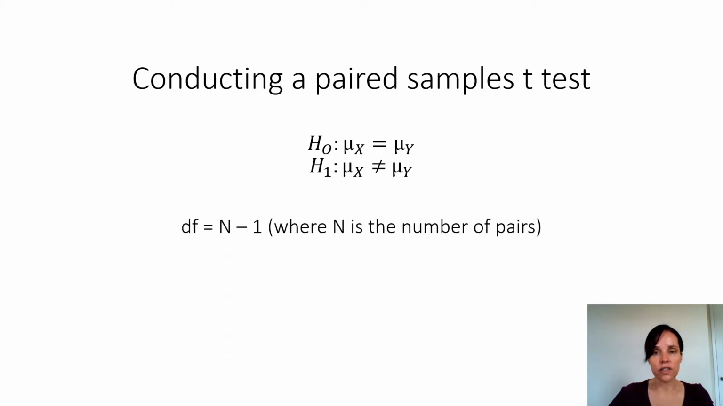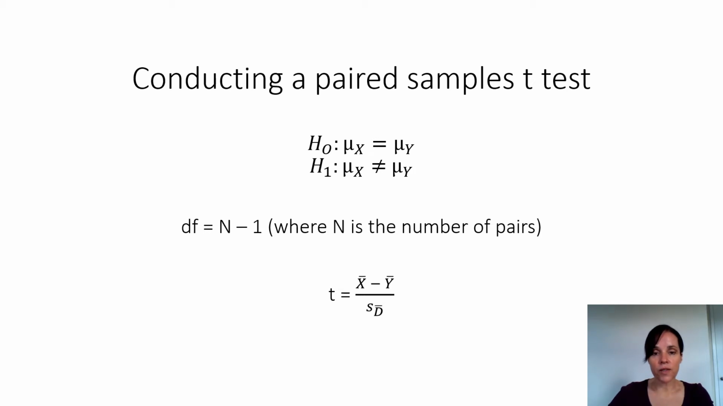To calculate the degrees of freedom for a paired samples t-test, you're going to take n and subtract 1. In a paired samples t-test, n is the number of pairs of scores. This might remind you of correlation, where again, n was the number of pairs of scores. To calculate the observed value of t for a paired samples t-test, we'll use this formula, x bar minus y bar divided by s sub d bar.